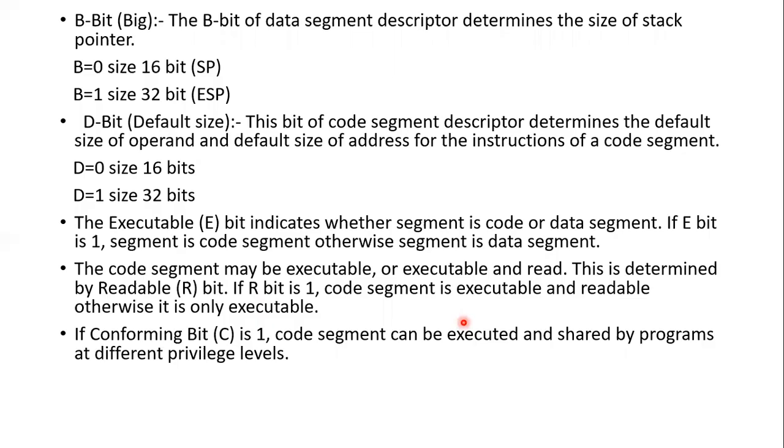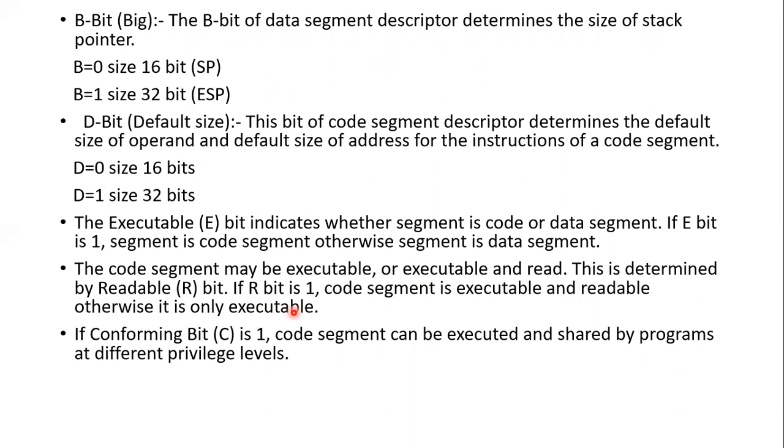How is it telling? If the R bit is 1, the code segment is executable and readable, and if the R bit is 0, then the code segment is only executable. That much simple. You cannot do anything else with it.